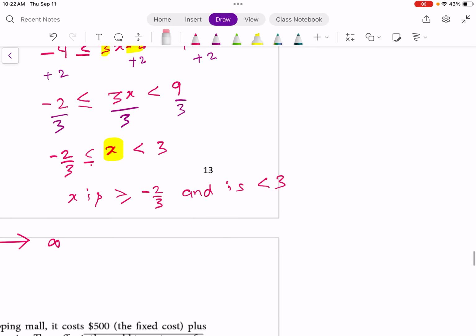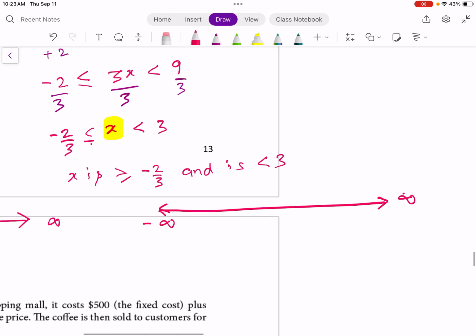Now how do we write this in interval notation? So let's draw a number line. Okay, so we have negative infinity on the left, we have positive infinity. So we have these two numbers. So let's write those two numbers on the number line.